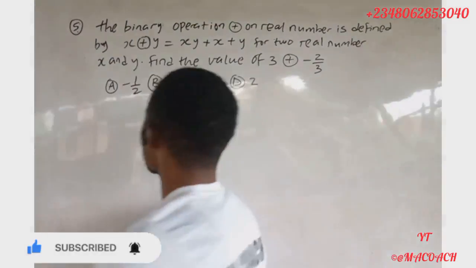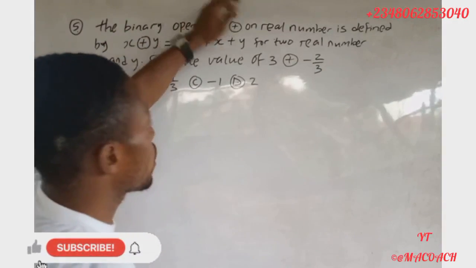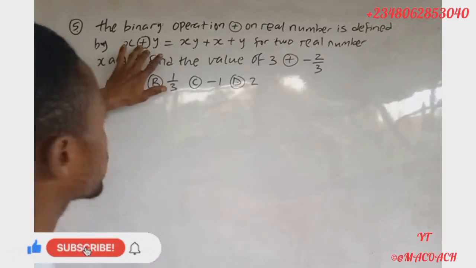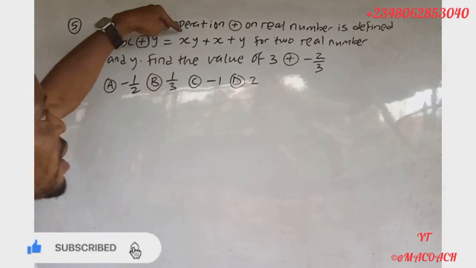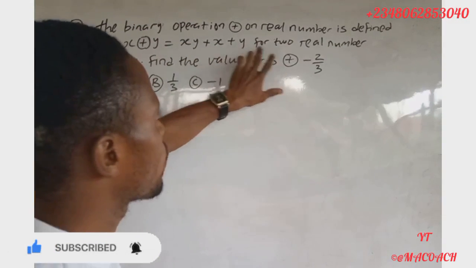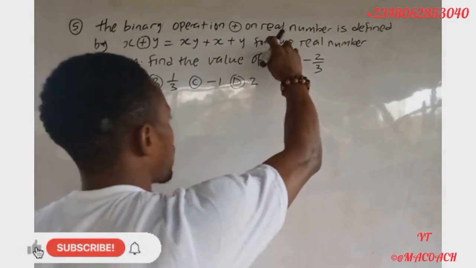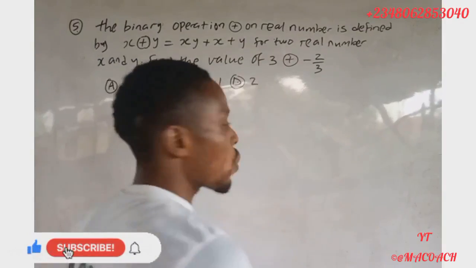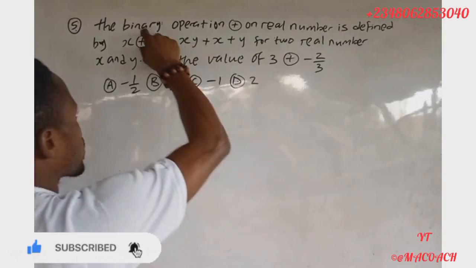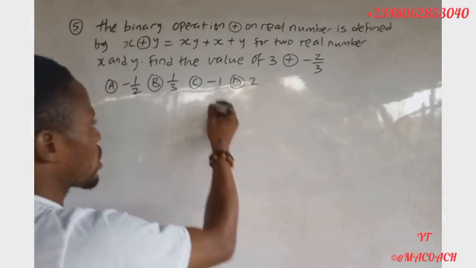Okay, this is question 5 of today's mathematics class. This question 5 says that the binary operator defined for real numbers is defined by S operator Y equal to S multiplied by Y plus S plus Y, for two real numbers S and Y. Find the value of 3 operator minus 2 over 3. So we want to find the value of this, and this operator is expressed like this. So how do we solve this question now? Let's look at how you can solve this question.